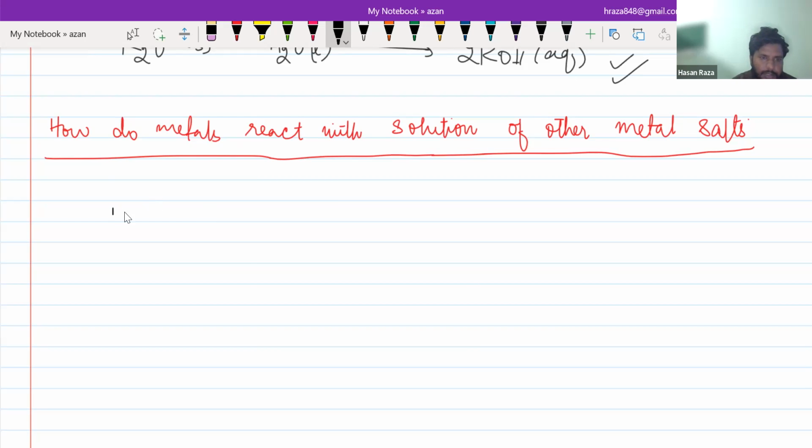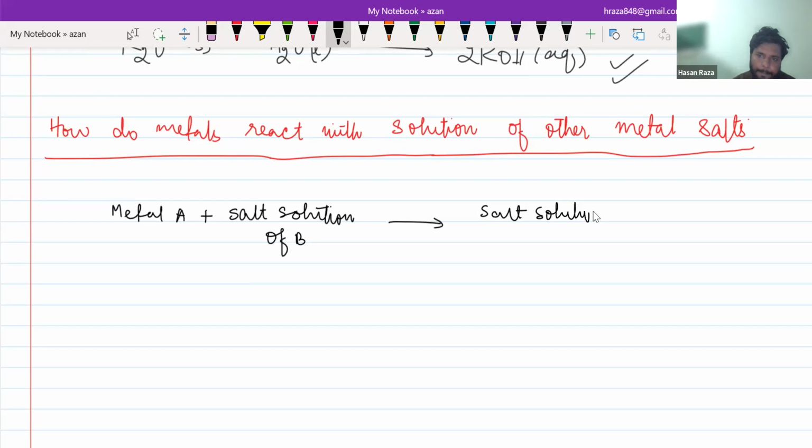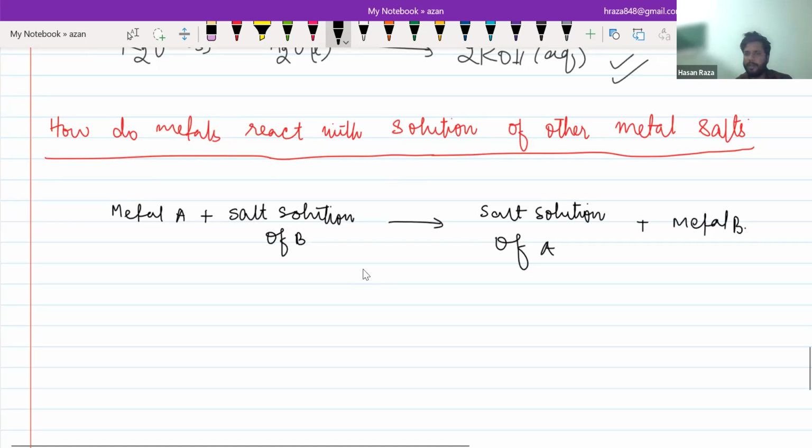Now see what happens. Just suppose there is a metal A and there is a salt solution of B. Then it will be a salt solution of A and metal B. It will just displace metal B from its salt solution and form the salt of A, and metal B will be displaced.